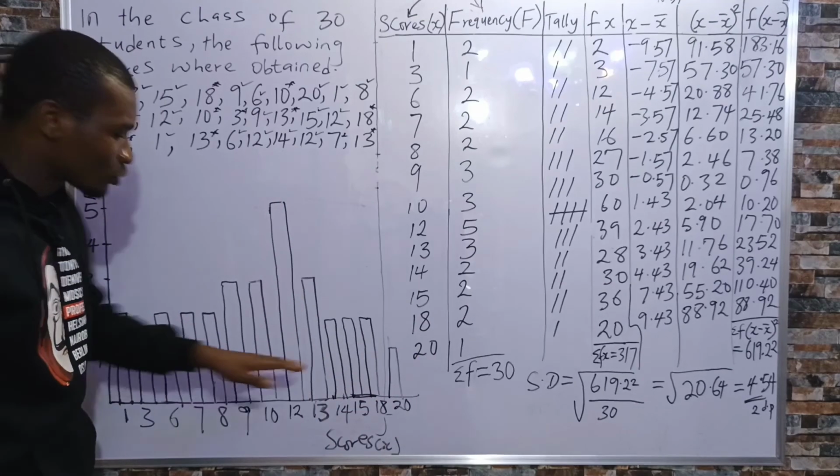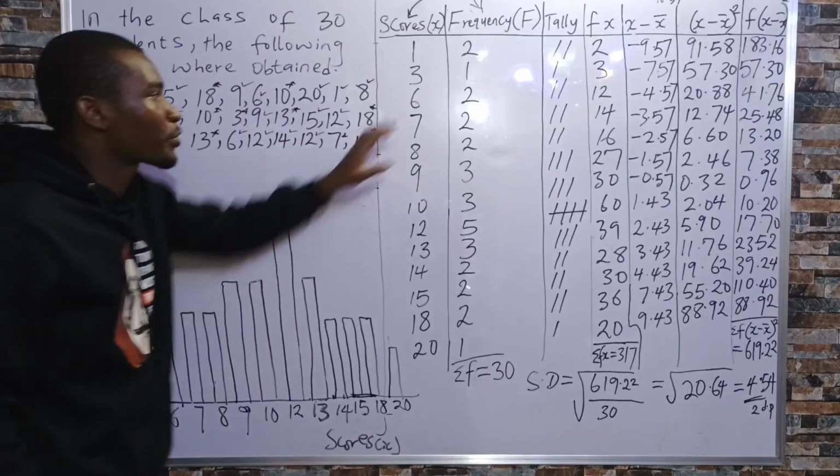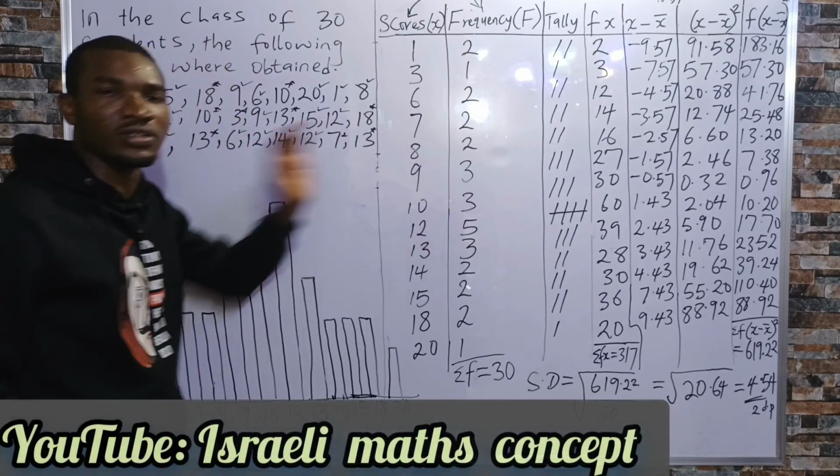Alright, this is basically how to draw a bar chart, and from this bar chart, one can easily interpret the information contained on this table.